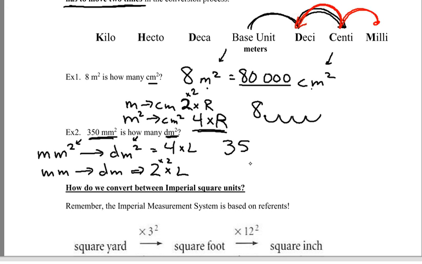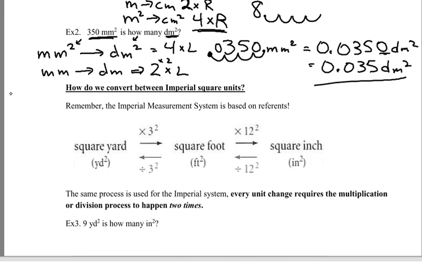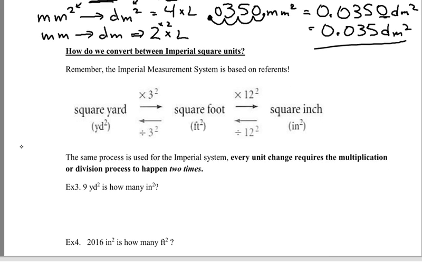So 350 millimeters squared, 4 times to the left, there's our decimal, 1, 2, 3, 4. We end up with decimal 0.350 decimeters squared. But again, a 0 after a decimal isn't essential. Decimal 0.35 is probably a better way to write it. So squared units move the decimal twice for every 1 unit change.